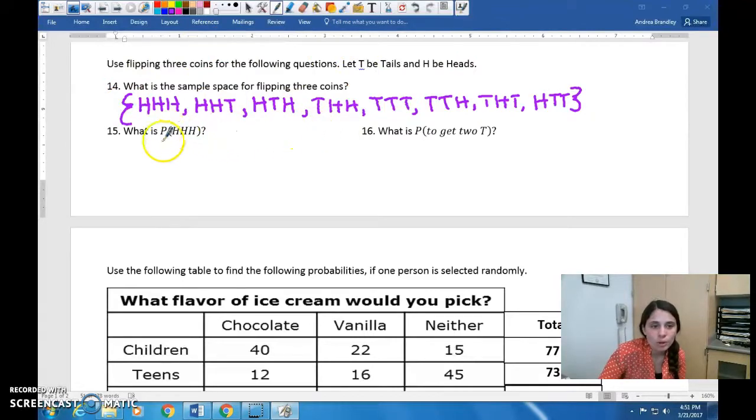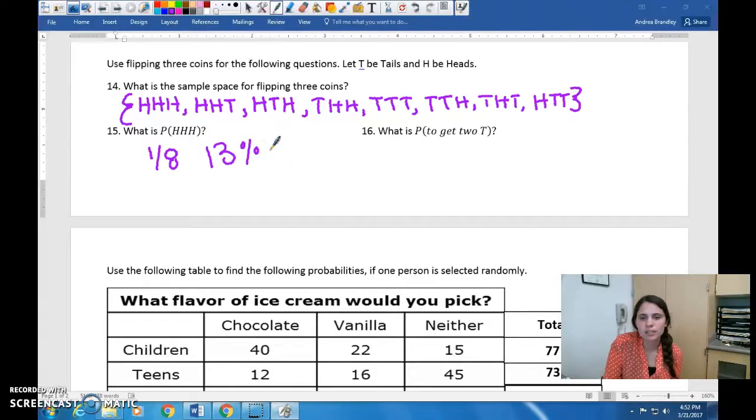The first question is, what is the probability that I'll get heads, heads, heads? There's only one heads, heads, heads out of all of our possible outcomes, and we have 8 possible outcomes. So there's a 1/8 chance that you'll get 3 heads. If we take a calculator and do 1 divided by 8, it is 0.125. So we can go ahead and round that to 13%.